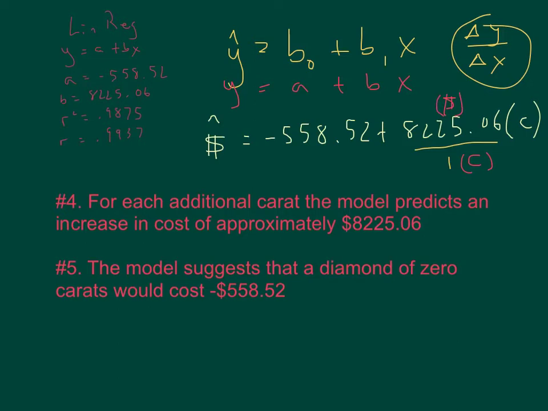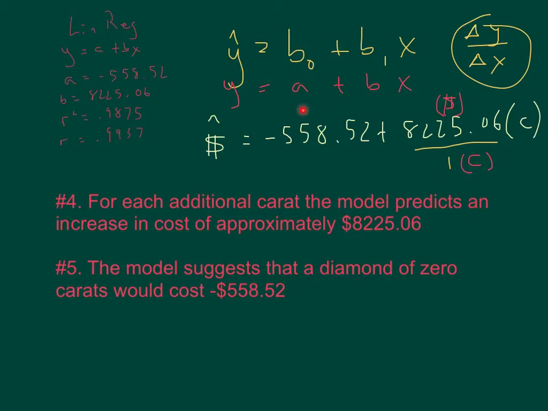That'll help make sense of this sentence now. So for each increase, because remember the slope is positive, this is going up. For each additional carat, for 1 carat additional, I would expect an increase, or the model predicts, because this is a predicted value, not an exact value, an increase in cost of $8225. Seems reasonable.